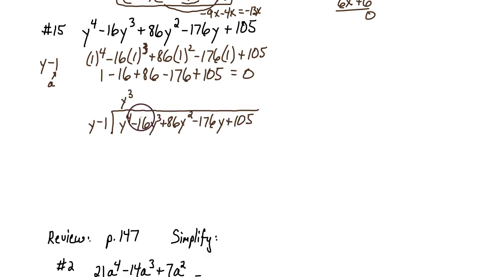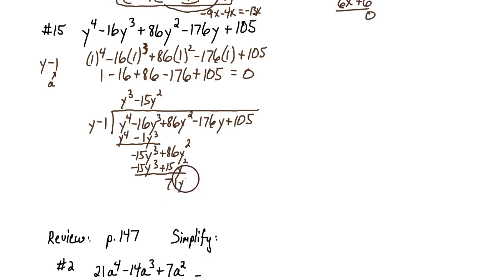Y times y cubed is y to the 4th. Y cubed times negative 1 is negative 1y cubed. Now subtract. Negative 16 subtract negative 1 is negative 15y cubed. Bring down the positive 86y squared. Y times negative 15y squared is the negative 15y cubed. And negative 15y squared times negative 1 is positive 15y squared. Now subtract. We get 71y squared.